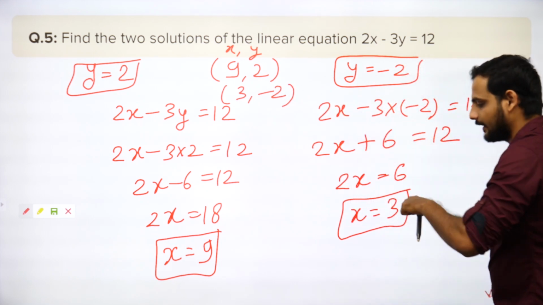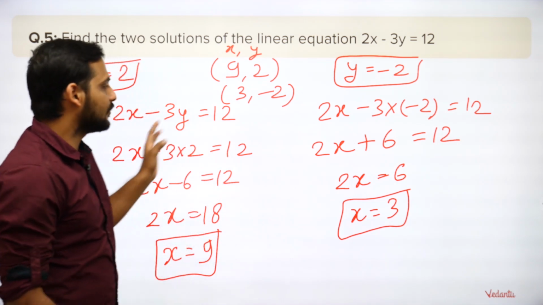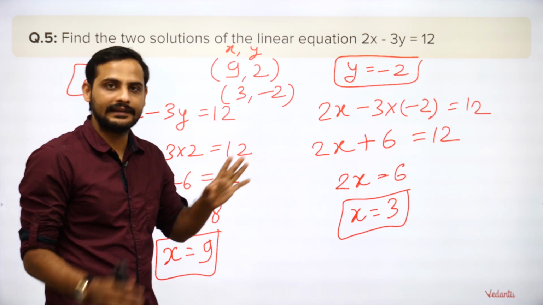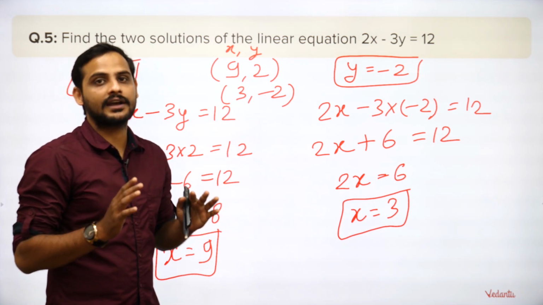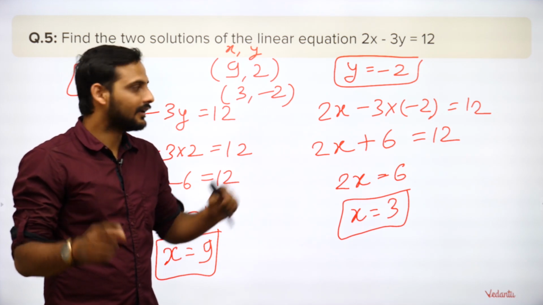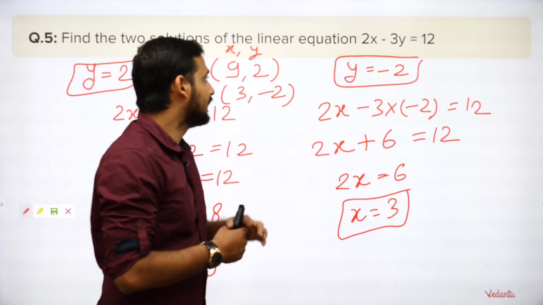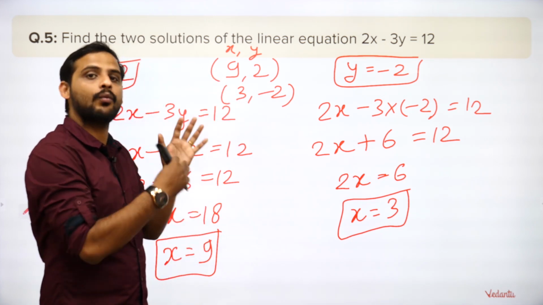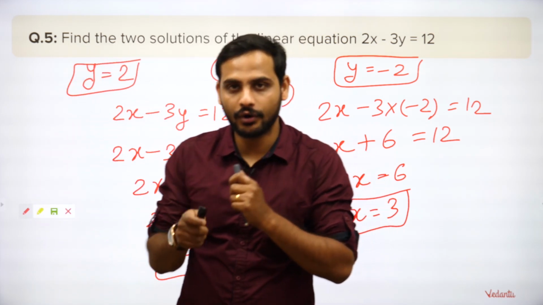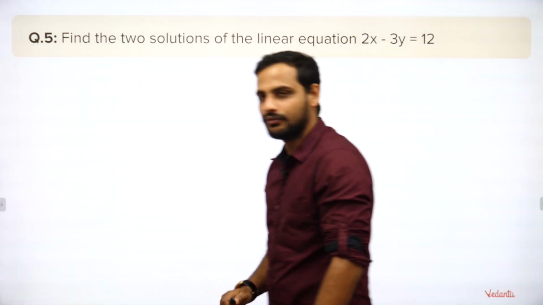Again, remember, it's very important: x will be written first. Suppose you have done the same working, but you have written the solutions as 2 comma 9 and minus 2 comma 3, everything will be wrong because these are not the correct answers. We want x coordinate comma y coordinate, x comma y. So 9 comma 2 and 3 comma minus 2. I have already told you in coordinate geometry that 9 comma 2 and 2 comma 9 are quite different points. So it is very important to write x coordinate first and then y coordinate. Understood? Let's move to the next question.